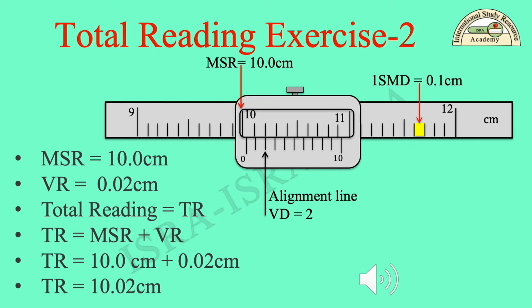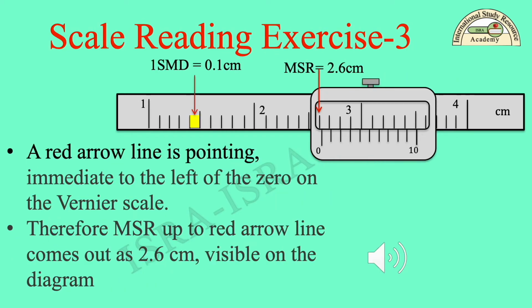Total reading TR is equal to MSR plus VR. Therefore, TR is equal to 10.0 cm plus 0.02 cm. Therefore, total reading TR is equal to 10.02 cm as shown in the diagram. Scale reading exercise 3. A red arrow line is pointing immediate to the left of the 0 on the vernier scale. Therefore, MSR up to the red arrow line comes out as 2.6 cm visible on the diagram.